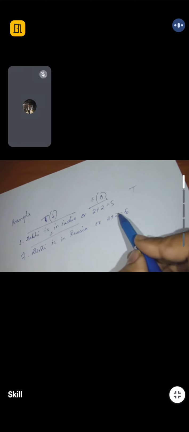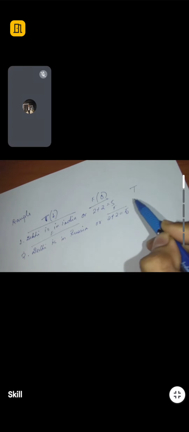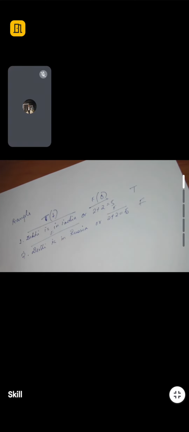If both inputs are wrong, then it will be false. If both the inputs are false, then the answer is false. So here you can see that Delhi is in Russia, that is also false, and 2 plus 2 is equal to 5, that is also false. So the answer will be false. So this is called disjunction.